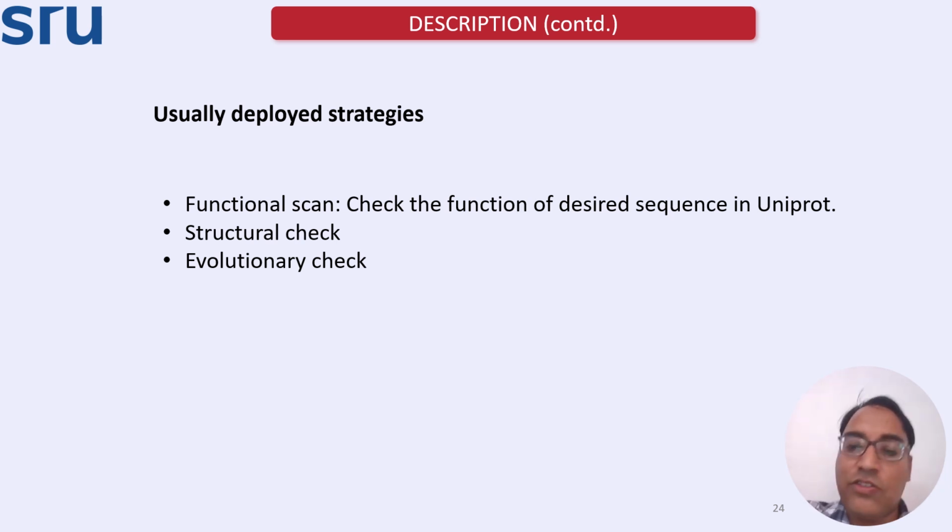So besides this, what we do is, see, we also check the function of the desired sequence in UniProt, just to further confirm it, because you are getting some segments. So what is the functional detail of this segment? Can I decode it further? Structural check. If I am able to get the complete sequence or at least close to it, can I build its model or can I decode its structure to then check the structural details of this protein to extend the function? Okay, or the evolutionary check.